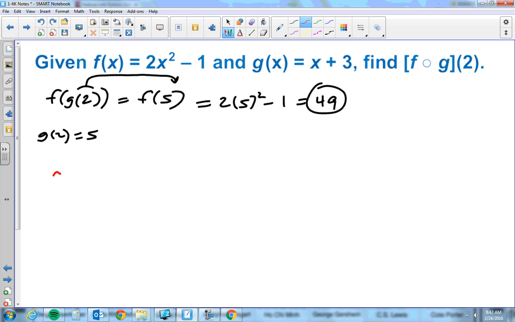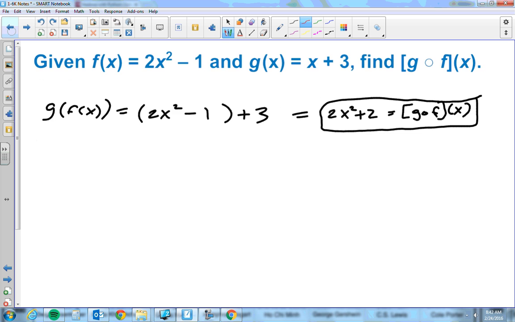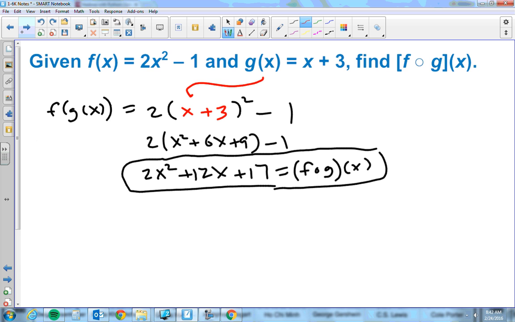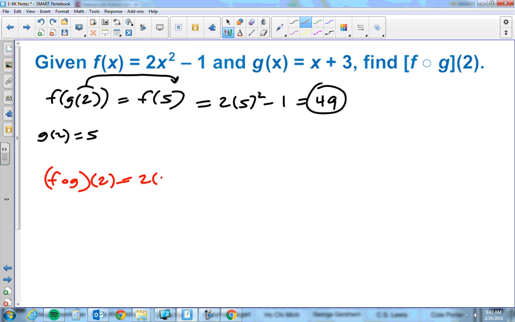Now that's one way to do it. But the fact is, we already know f of g, f composed of g of 2, or well, of x. We did that as the very first example. We get 2x squared plus 12x plus 17. So I can do 2 times that input squared plus 12 times that input. Did I get that right? 2x squared plus 12x minus 17? Or plus 17? Okay. Well, this is 4 times 2 is 8. It's 24, which adds up to 32. 32 plus 17, same answer.